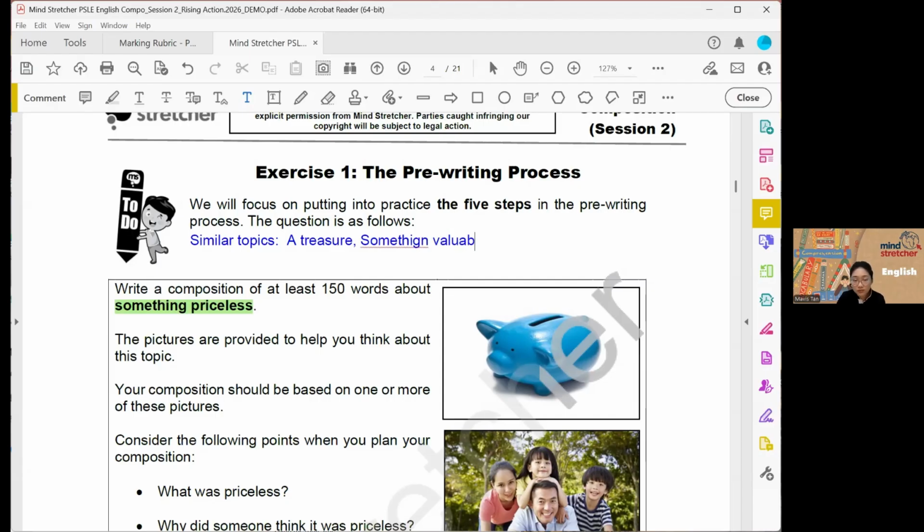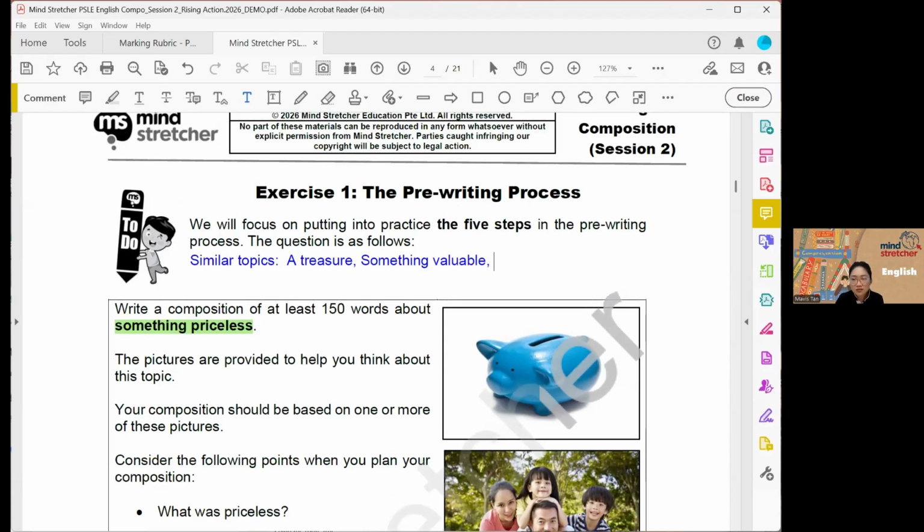Something valuable. Okay, something valuable, maybe. What else? Memorable outing. Oh, yes, that's possible. When I say something priceless, that means money can't buy it. So, and it's not necessarily expensive, right? So something precious, something valuable, precious, special. Let me see what else.